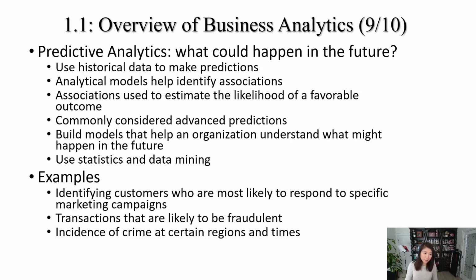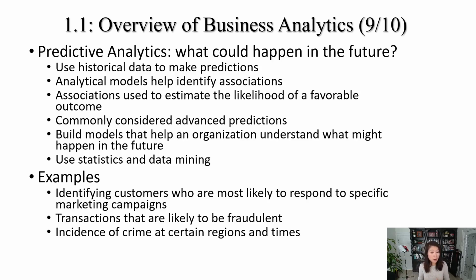So the second type is called predictive analytics. So we use historical data to make predictions. Analytical models help identify association. Keep in mind, association does not mean causation, a causal relationship. So sometimes people get confused. So association is used to estimate the likelihood of favorable outcomes. So this is commonly considered advanced prediction.